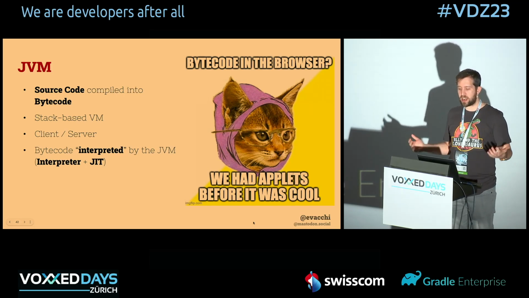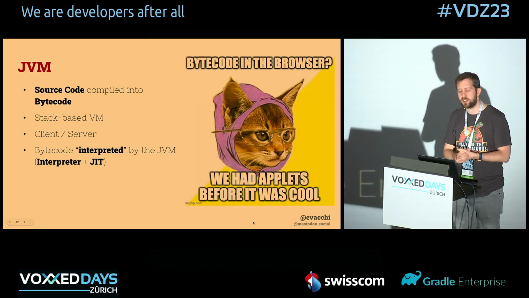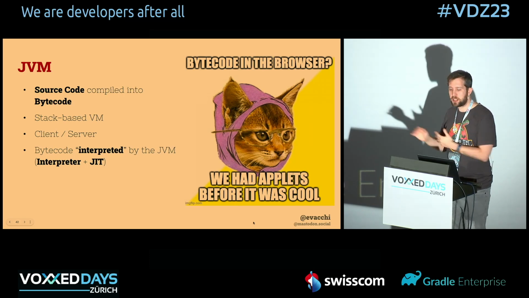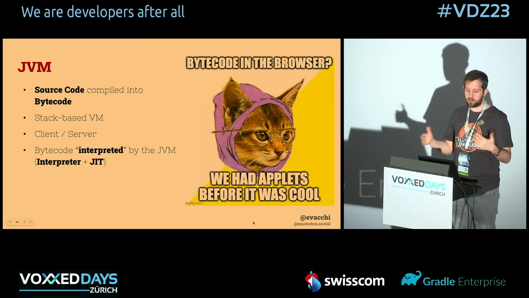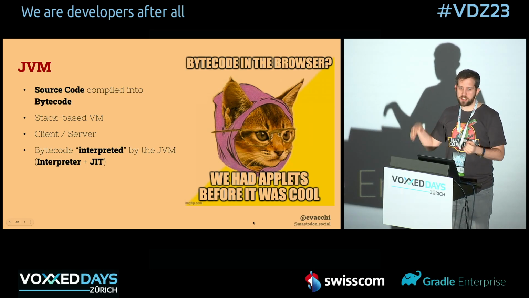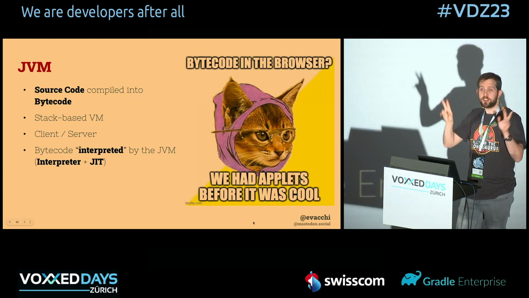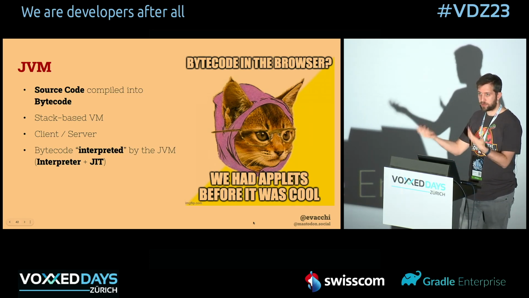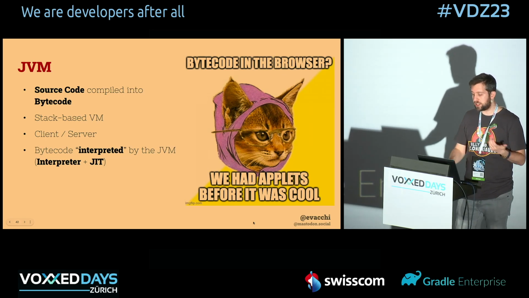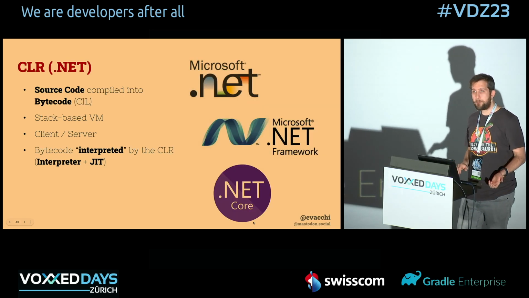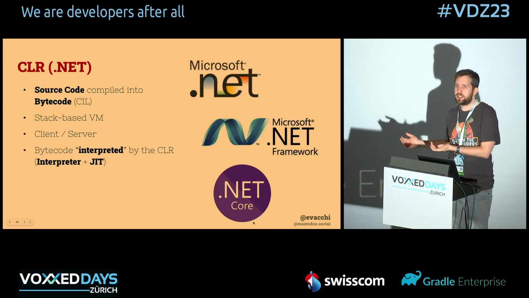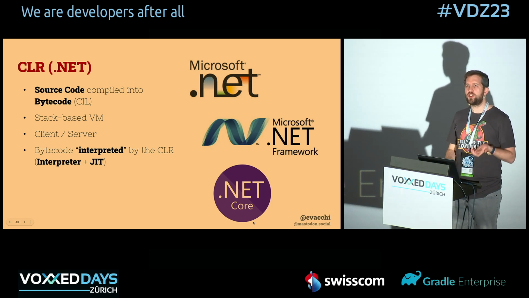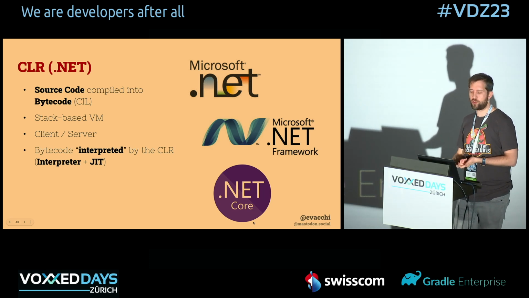What's the difference? Why do we need another VM? With the JVM, you have source code that's compiled into some bytecode format. You have a stack-based VM. You can run it on the client, you can run it on the server, and the bytecode is interpreted by the JVM, but it's usually just-in-time compiled to produce native performance code. So what's the difference with WebAssembly? And let's talk about CLR as well. .NET is pretty much the same. So yeah, why didn't we choose to use .NET or Java?